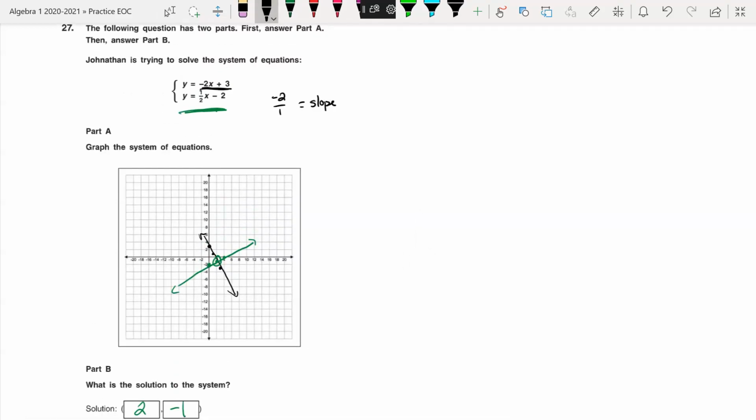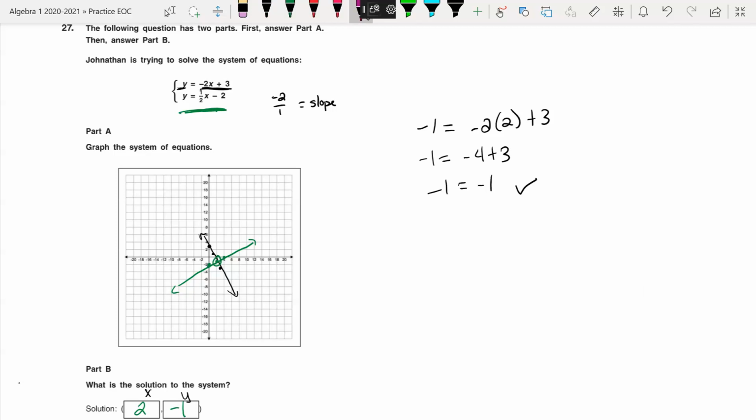Now, could you check your answer? Yeah, let's plug it in. So this is my y, this is my x. So I'm going to say negative 1 equals negative 2 times 2 plus 3. So I replaced my y value with the y that I said it was, and my x with the x at the bottom, that we said that's where they intersected. So negative 1 equals negative 4 plus 3. Negative 1 equals negative 1. It works for the first equation.